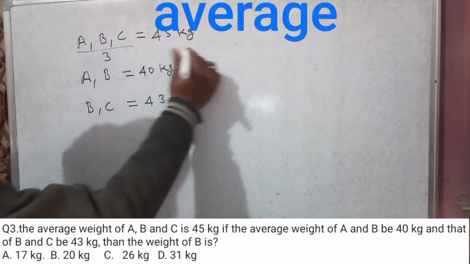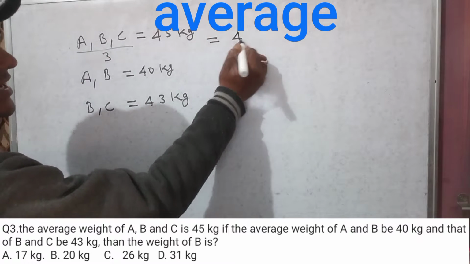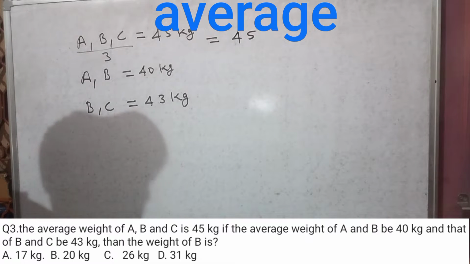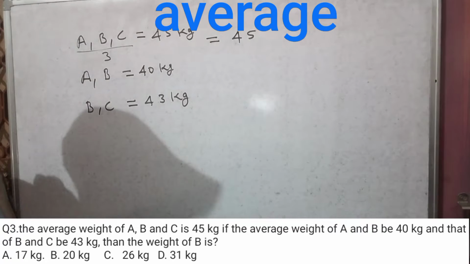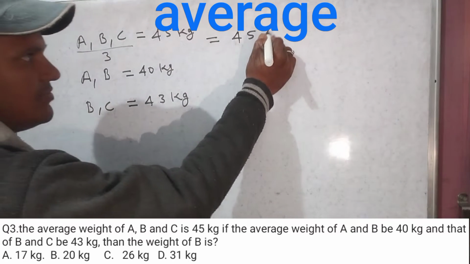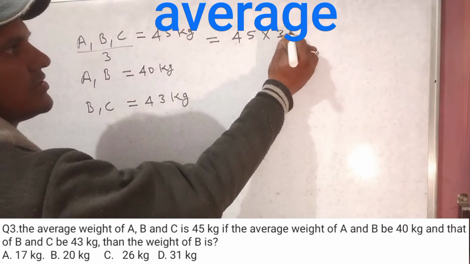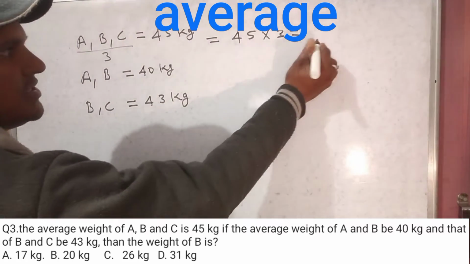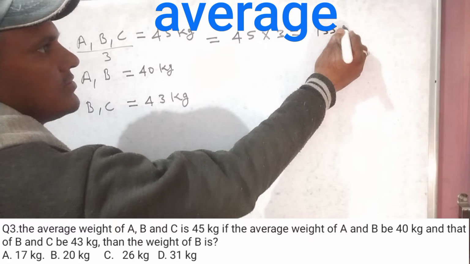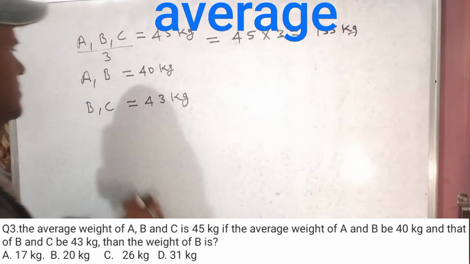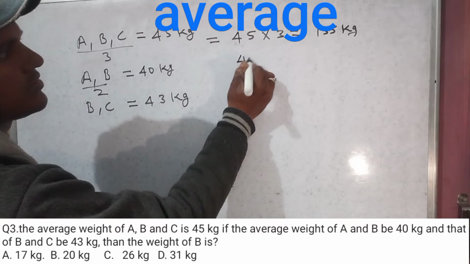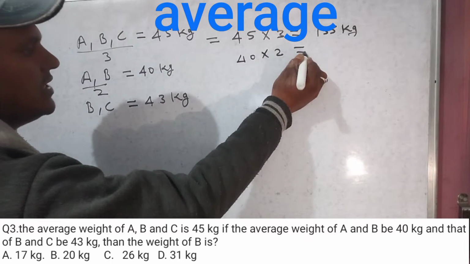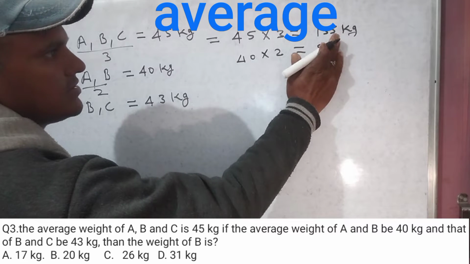A, B, C, there are 3 persons, so divide by 3. So the total weight will be 45 times 3. So now 5 times 3 is 15, so 135 kg. A and B, there are 2 persons, so 40 times 2 will be 80 kg, right?